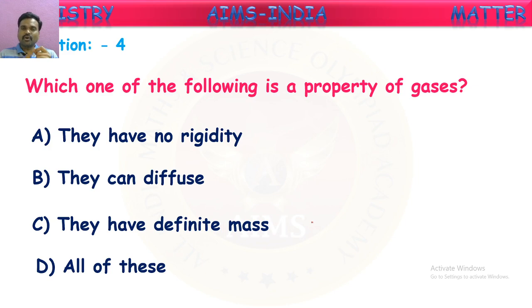They take the shape and volume of the container in which they are preserved. But gases also always have fixed mass, just like solids and liquids. They can be diffused and they don't have any rigidity, meaning they can be compressed very easily. They are not strong enough. So these three statements are correct related to gases. Now what will be correct also, children? Yes, it is all of these. The three statements are related to gases only.